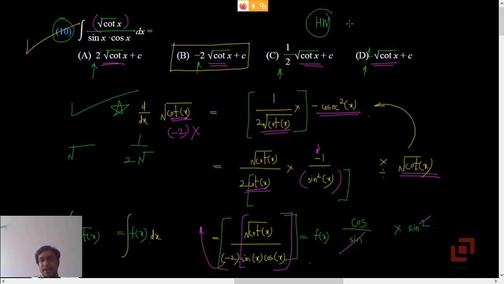so you can try it as homework. You solve this problem by integration. Do not use the options. So try it. If you don't get it, let me know. I will share the integration version of the solution.